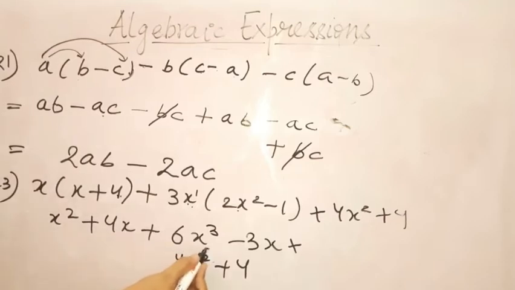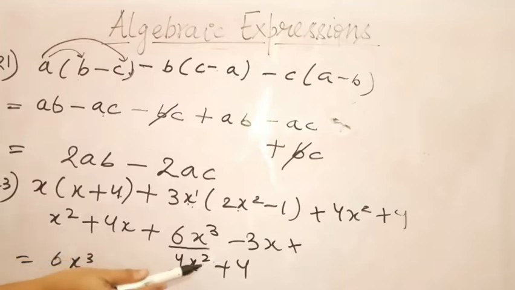The first term is 6x cube. We have to write the highest power first. As per the rule of algebraic expressions, we write the powers in decreasing order. So the highest power is 6x cube, so firstly we will write 6x cube. After 6x cube, you can see that the second power is 2. So 4x square plus x square will be 5x square.